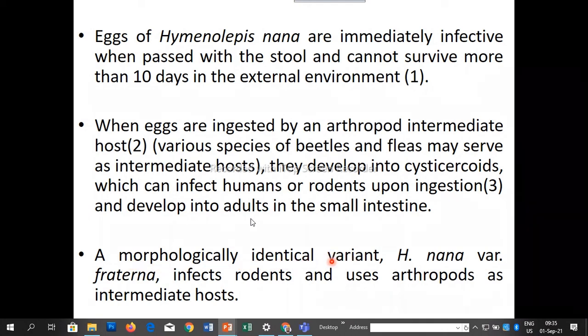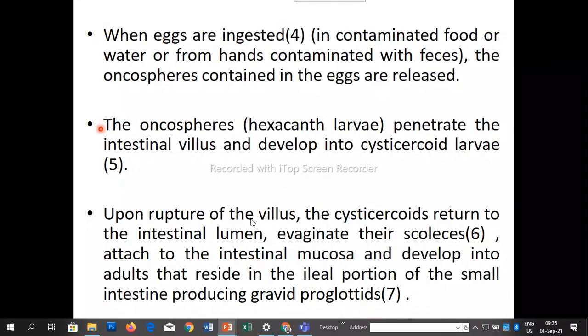Morphologically, Hymenolepis diminuta is identical to a variant of Hymenolepis nana. The variant fraterna infects rodents and uses arthropods as intermediate hosts. When eggs are ingested in contaminated food or water from contaminated feces, oncospheres contained in the egg will be released, and those oncospheres, which have six hooks, will penetrate the intestinal villus and develop into cysticercoid larvae. Upon rupture of the villus, the cysticercoids will return to the intestinal lumen, evaginate their scolex, attach to the intestinal mucosa and develop into adults that reside in the ileal portion of the small intestine, producing gravid proglottids.